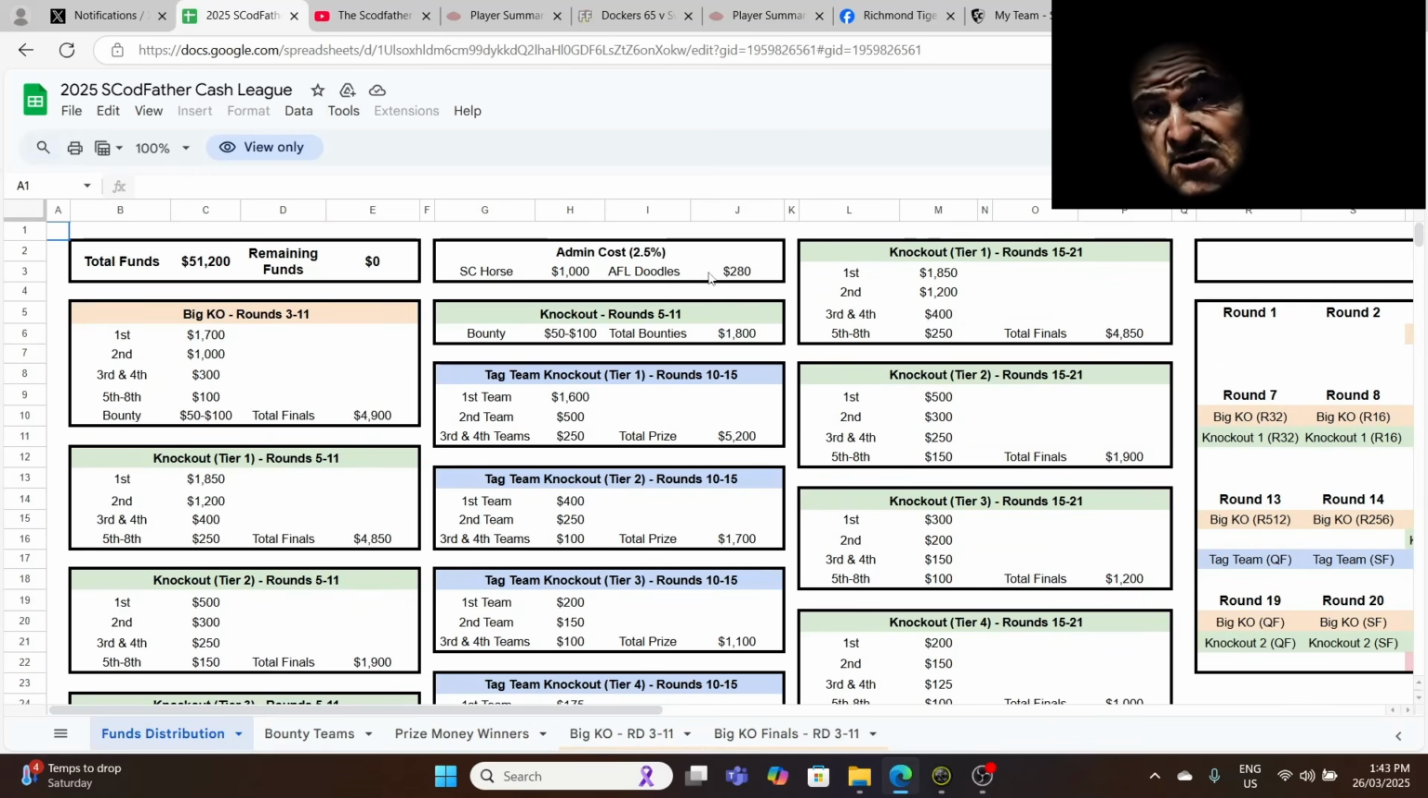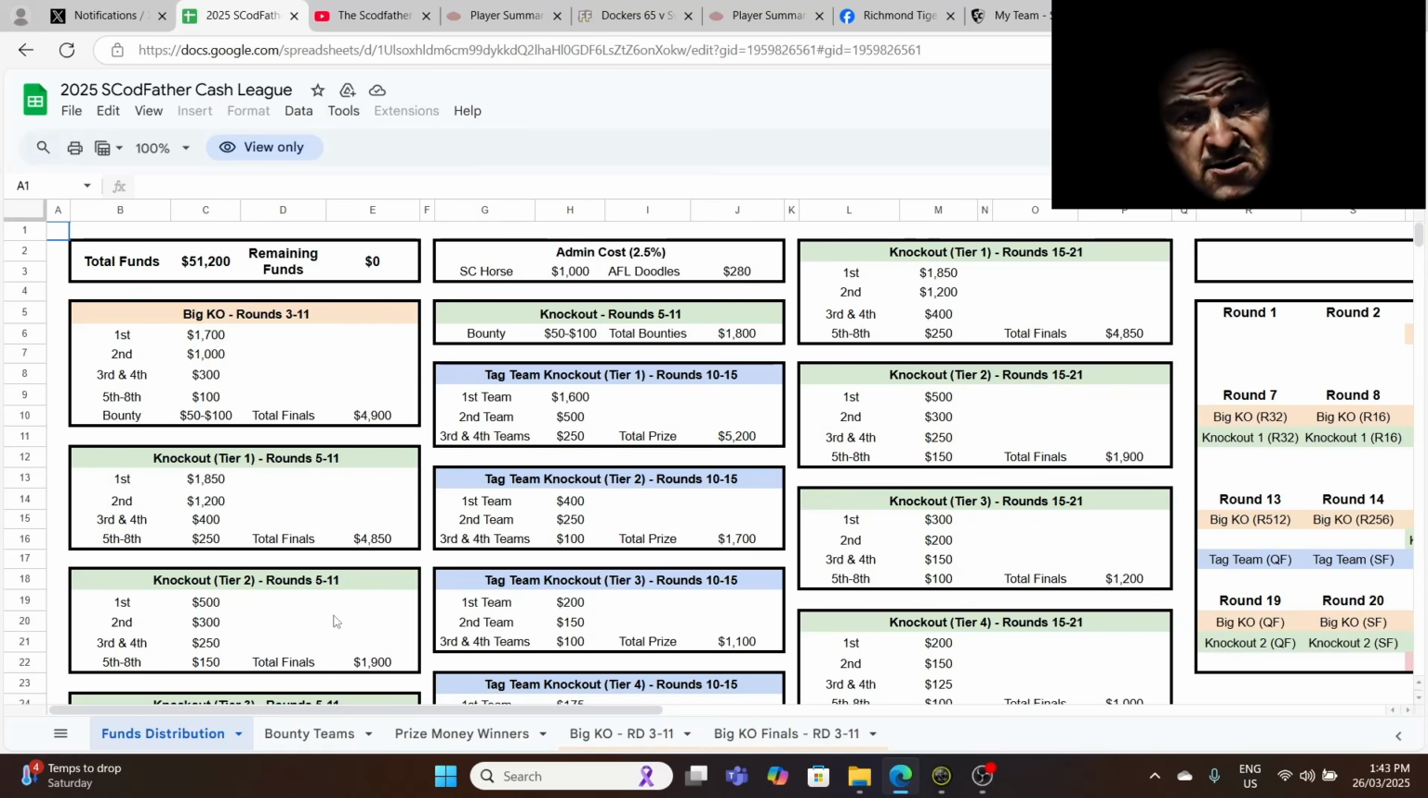Now, as you can see here, $1,280 has already been taken out for admin costs. That's the 2.5% that we paid at the start of the year to join this league, run by the Supercoach horse and AFL Doodles, who's helping me set up all these cash leagues. So that's the first part of it.